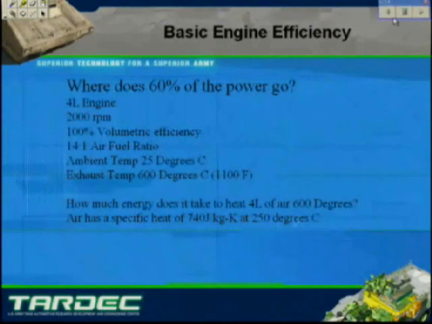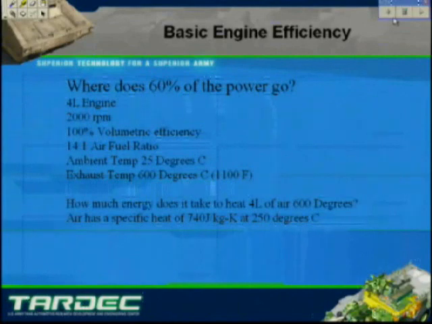So where does 60% of the power go? As an example, we have a 4-liter Chrysler engine operating on a dyno. Theoretically, it's operating at 100% volumetric efficiency. If it doesn't have a turbocharger, that probably doesn't happen. Operating at a 14-to-1 air-fuel ratio. The intake air temperature is 25 degrees Celsius. The exhaust temperature is measured at 600 degrees Celsius.